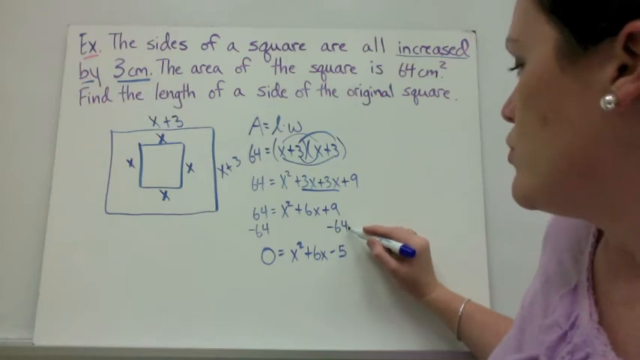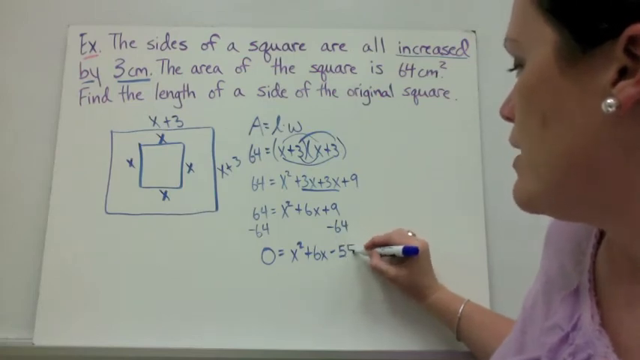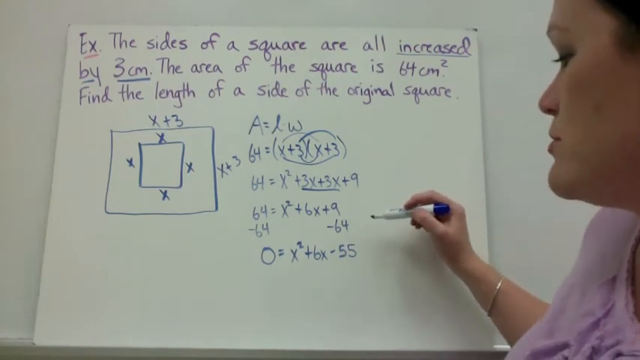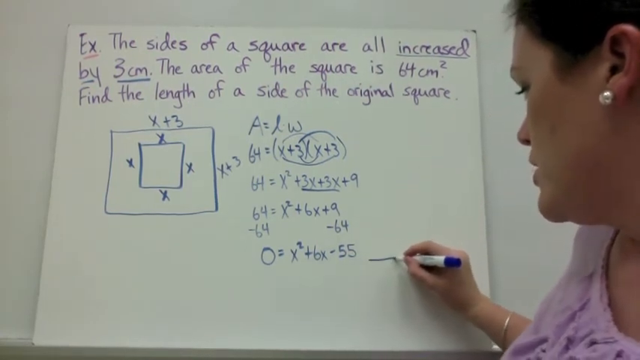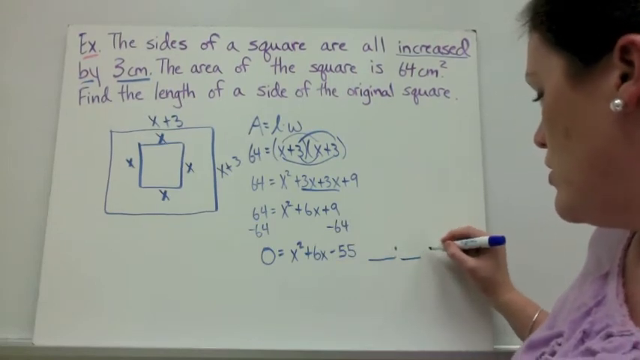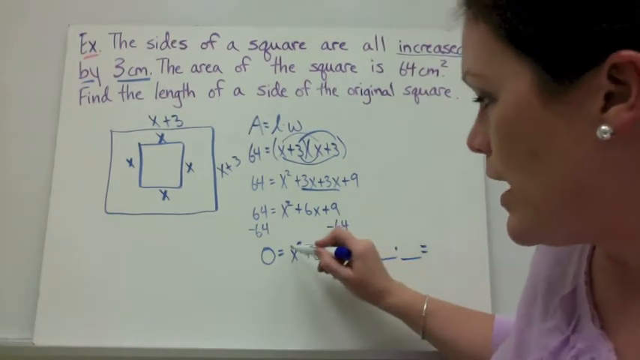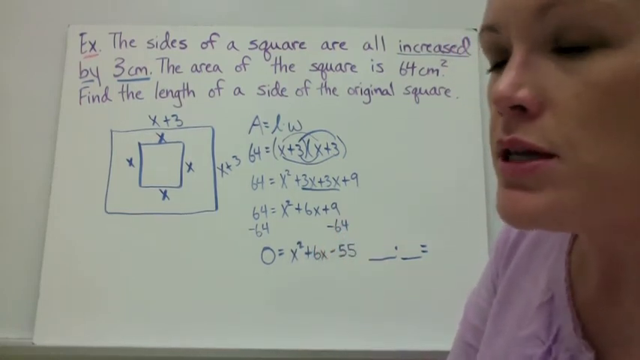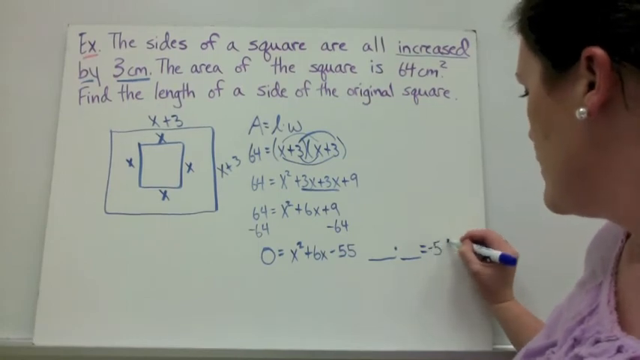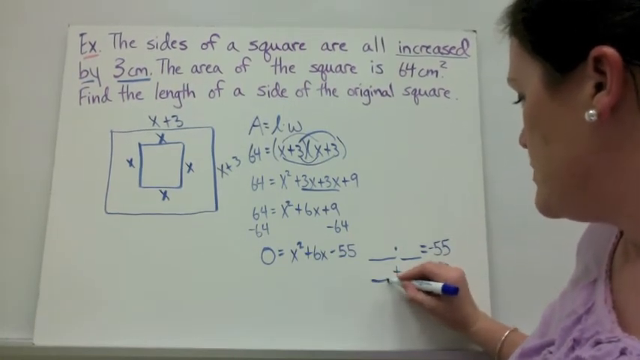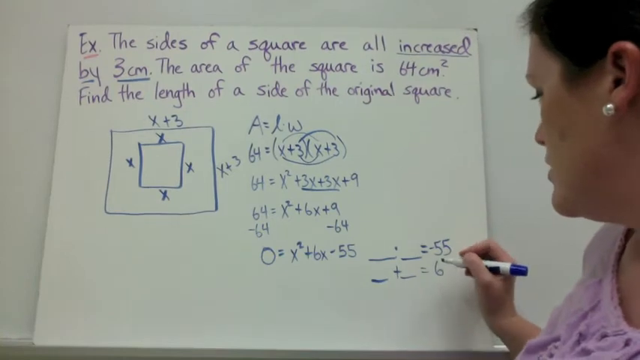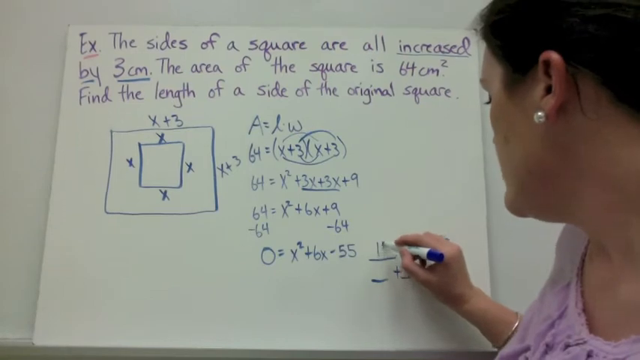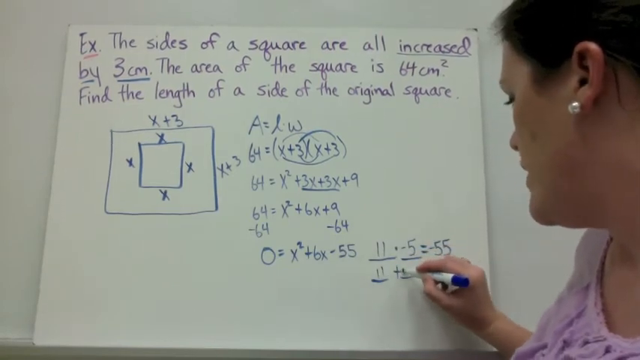Let me see. 64 minus 9, we take away the 4, 55. Let me double check my work. Yep, okay. So 55. Just to make sure I got the right numbers. So we have a trinomial with a equal to 1. So that means we're going to need to multiply to come up with negative 55 and add up to get 6. So numbers that will multiply to be negative 55 and add up to be 6 would be 11 and negative 5.